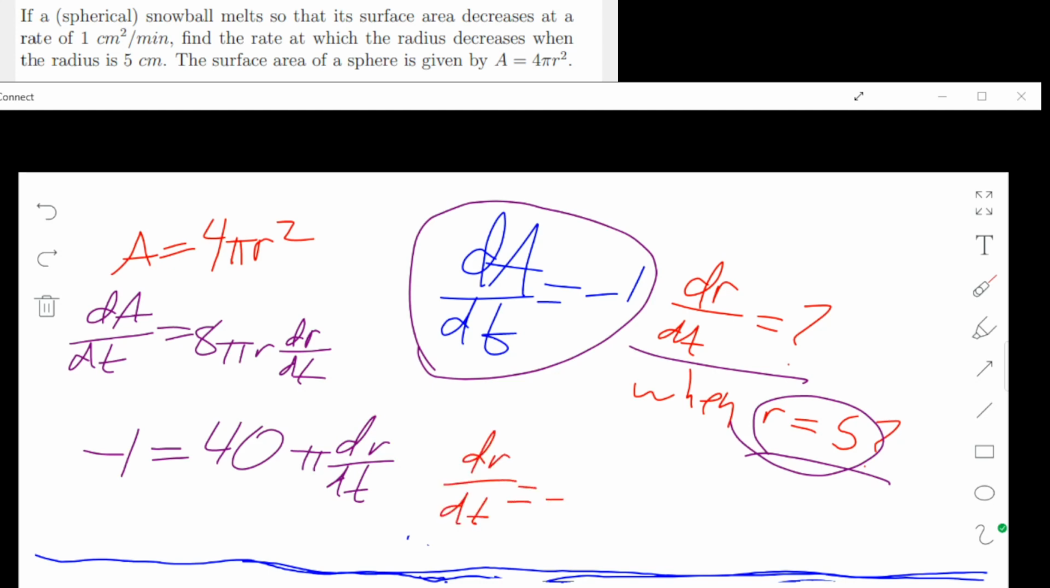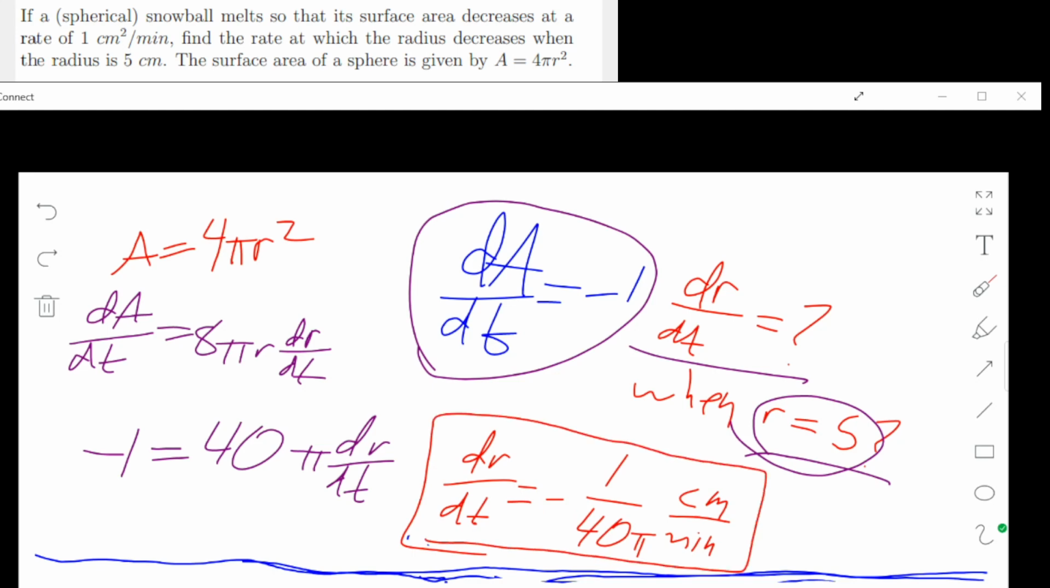And so the rate of change, dr/dt, is -1 over 40 pi. And this would be dr/dt, so that would be centimeters per minute. And it's a negative number, so that just goes to show that it is decreasing.